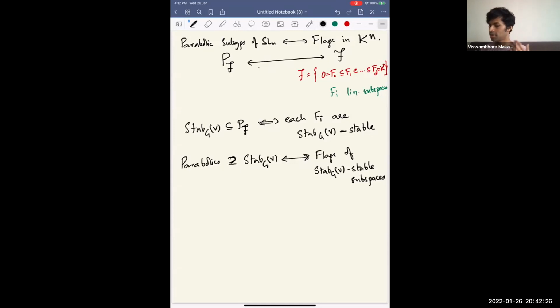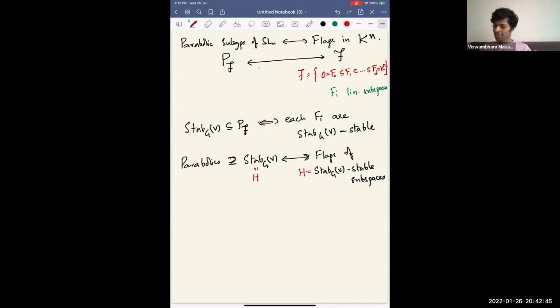Maybe let's also start calling this H. Just gets simpler for me. So understanding all parabolics containing a subgroup H is the same thing as understanding flags of H-stable subspaces. Good. Now let's do this.